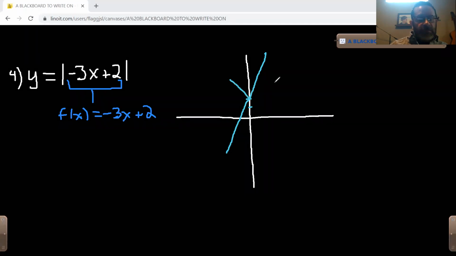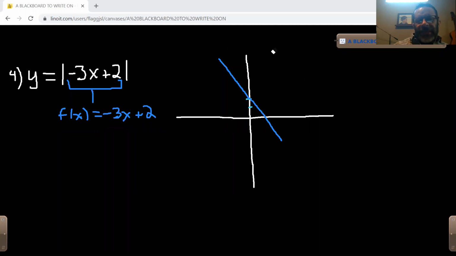So now the negative means that it's going like this. Okay. So is it clear to everybody that the blue line is the graph of this function here? Okay. Yes.